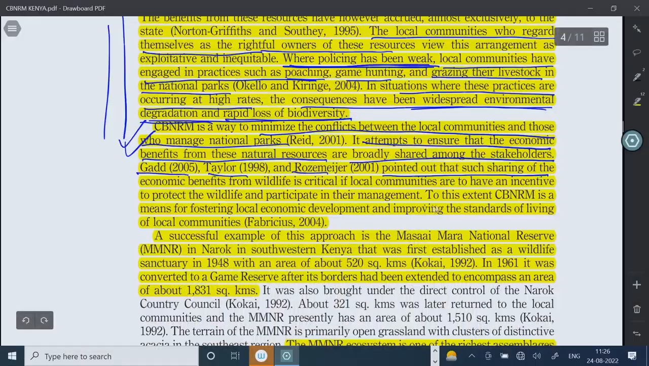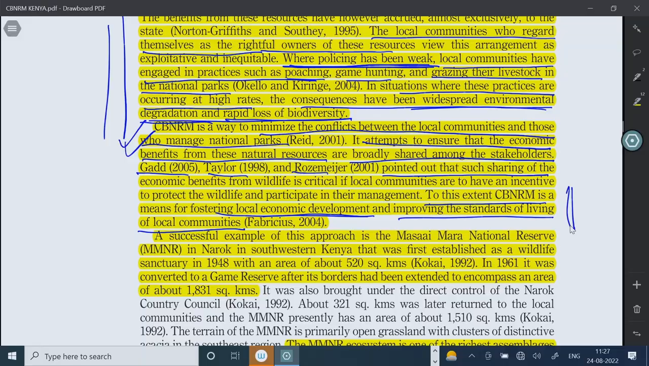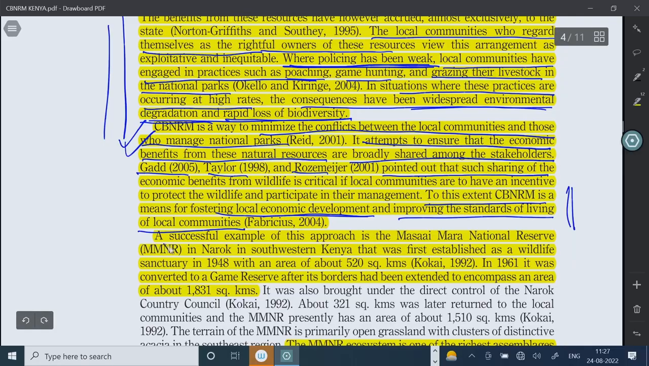So, to this extent, community-based natural resource management is a means for generating local economic development and improving standards of living of local communities. The moment that happens, automatically people will be sensitive and they will also join hands to conserve or preserve the natural resources. So, a successful example of this approach is the Masai Mara National Reserve.